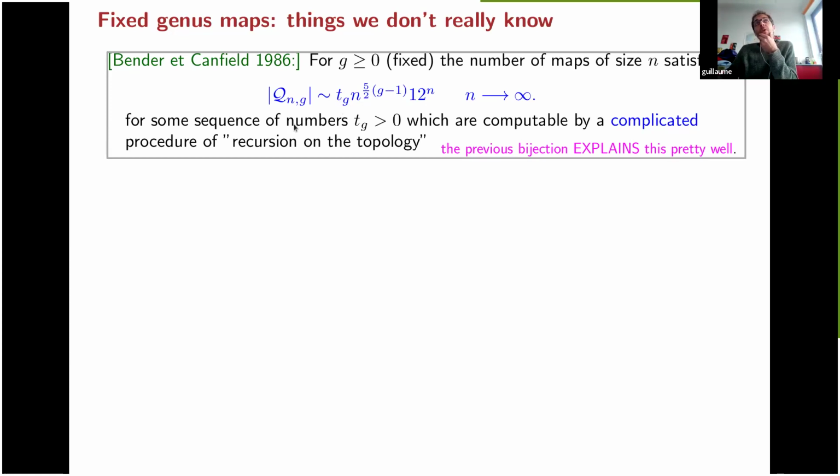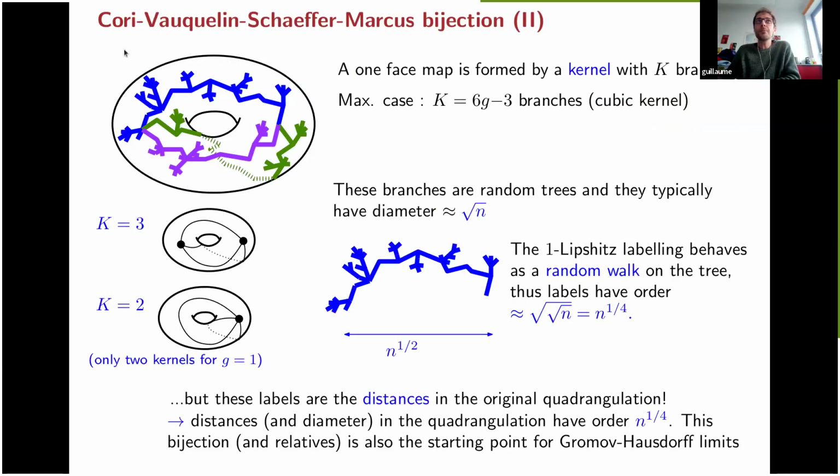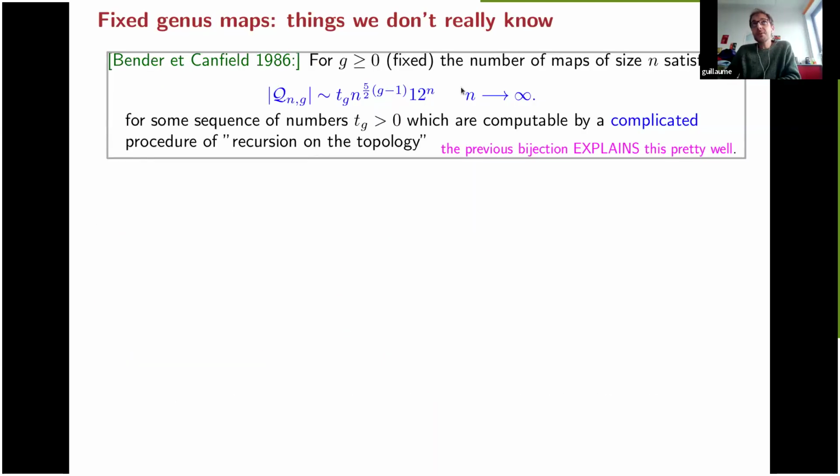And then you have some numbers t_g in front of it, which are given by a very complicated recursion on the topology. The previous bijection explains this very well, because for any fixed genus, you say, I need to put a certain number of branches of trees together, but trees you can count, and you know how many branches you have to glue together. You also have constraints on the labels when you do a gluing. But in the end, you do some sort of smart calculation, and you find these exponents. This Schaeffer bijection was designed in particular in high genus to get an understanding of this Bender and Canfield formula.